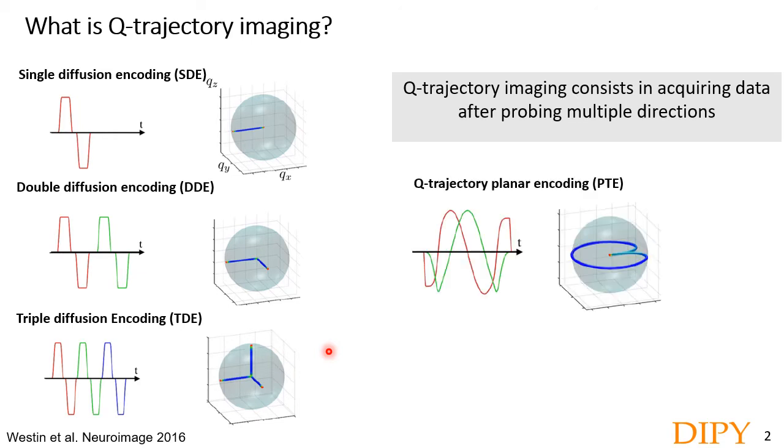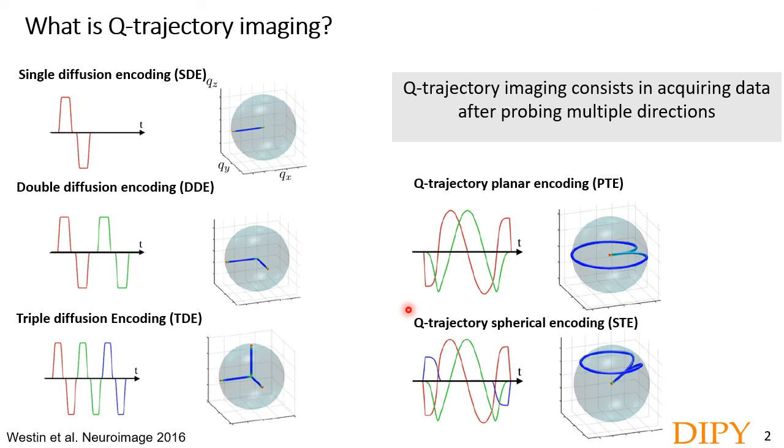Alternatively, we can also use q-trajectory planar encoding, which uses a continuous diffusion gradient waveform to try to map diffusion across different directions. For example, the trajectory that I'm showing here is trying to acquire two directions simultaneously, or a plane. And we can also design continuous waveforms to probe all the directions simultaneously. Here, this trajectory is trying to capture isotropic information of diffusion.